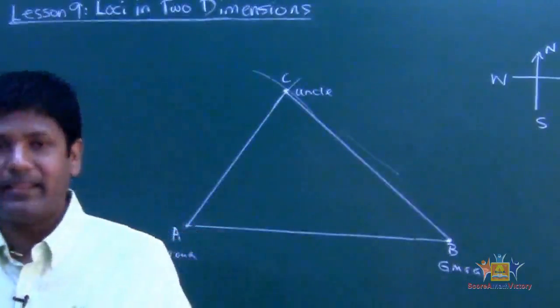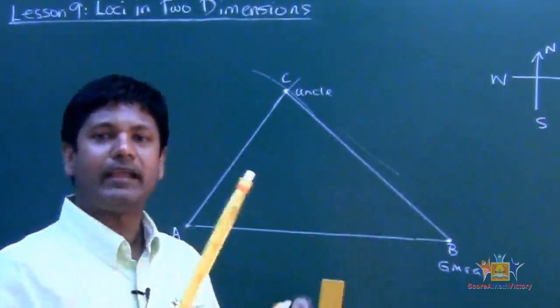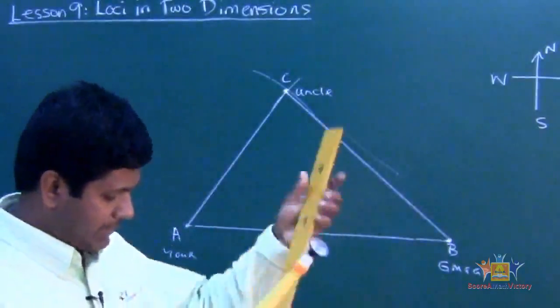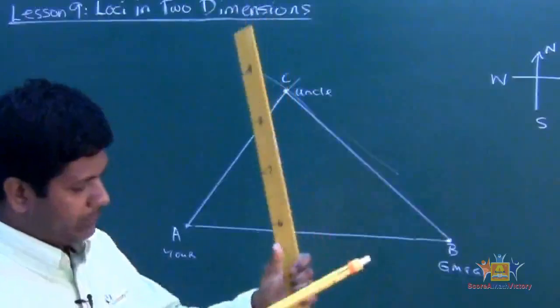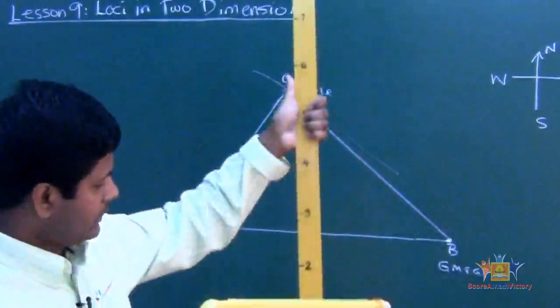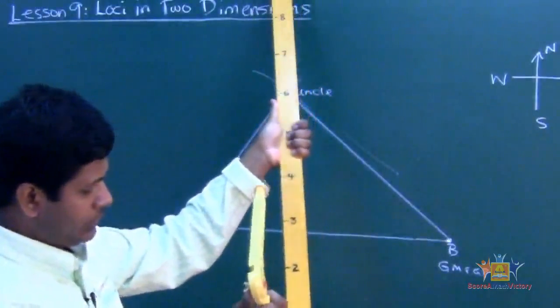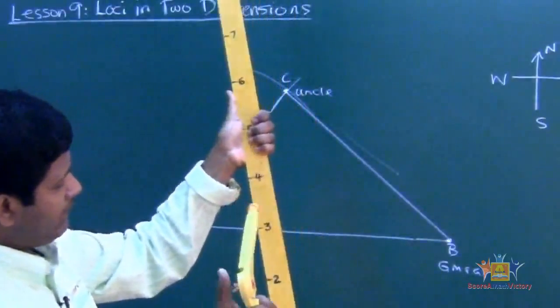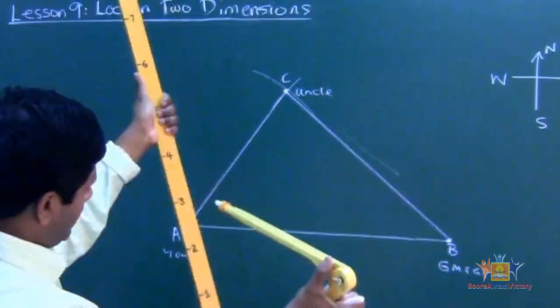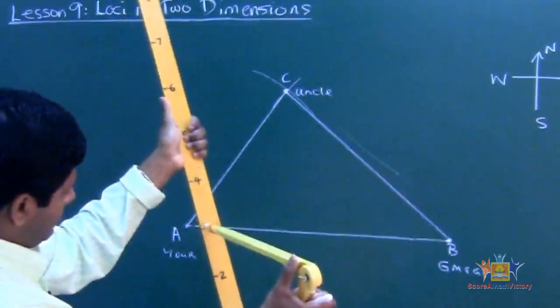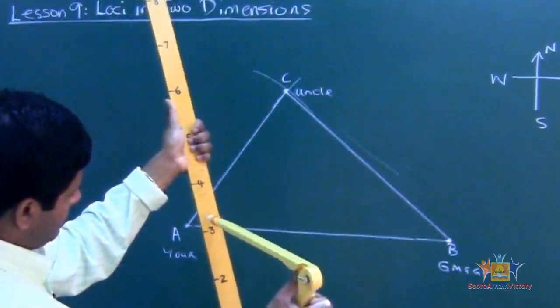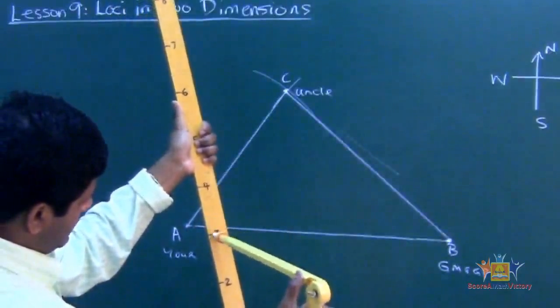So now let's take the compasses and find 3 kilometers, which is 3 centimeters. We're going to put the sharp point on the 0, and then bring this one to the 3. So we bring it down to 3, right there.